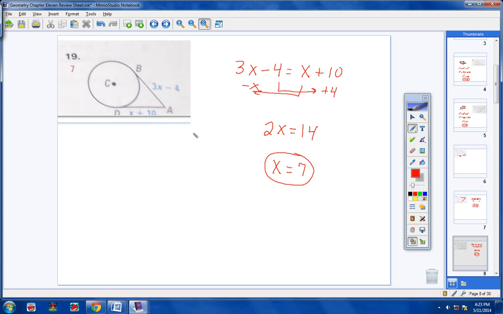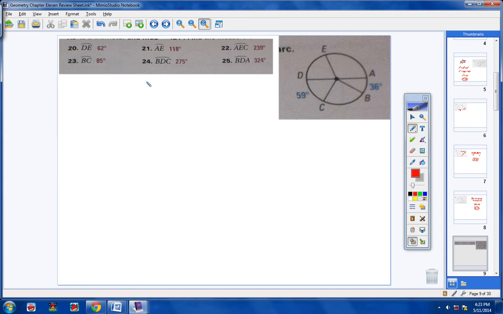Anytime you have two segments that are tangent to the same circle and they both come from the same exterior point, then those two segments will be congruent. Okay? All right, let's jump on now and look at numbers 20 through 25.